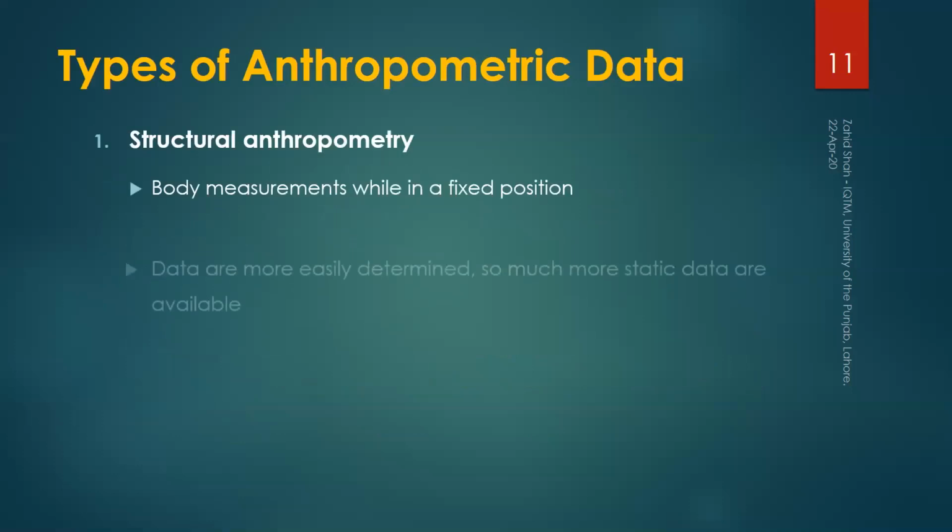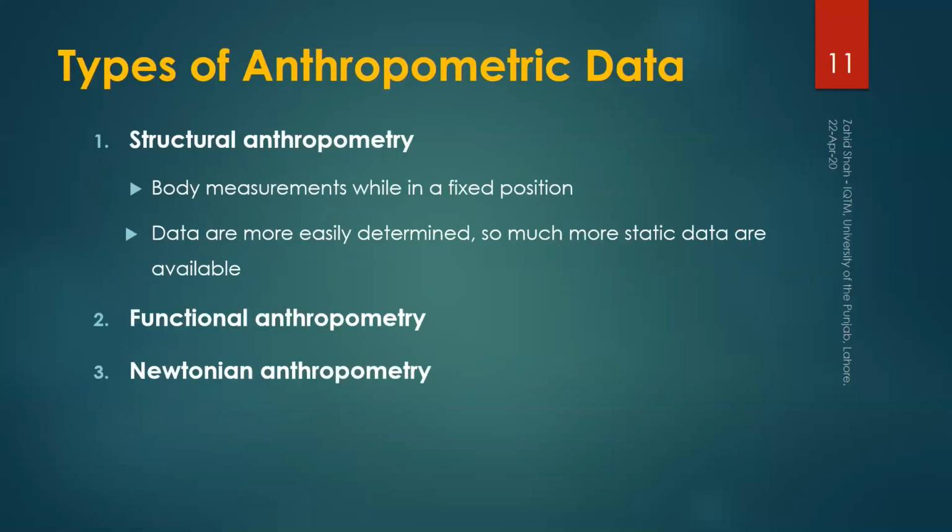Types of anthropometric data, there are 3 types. Structural anthropometric data, that is also called static, because body measurements are taken while the subject is in a fixed position. Data are more easily determined, so much more static data are available. So we will see that there are different databases of different populations that are available for structural anthropometric or static anthropometric data.